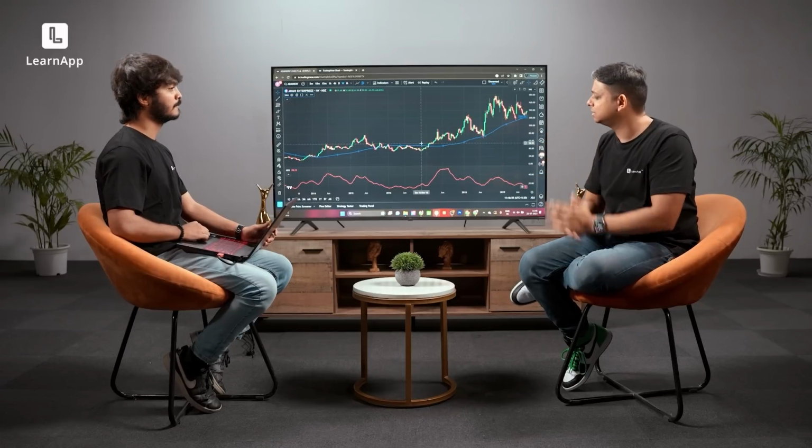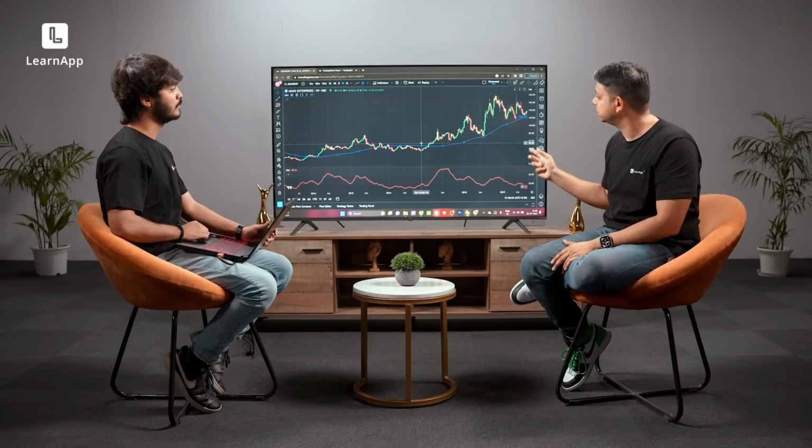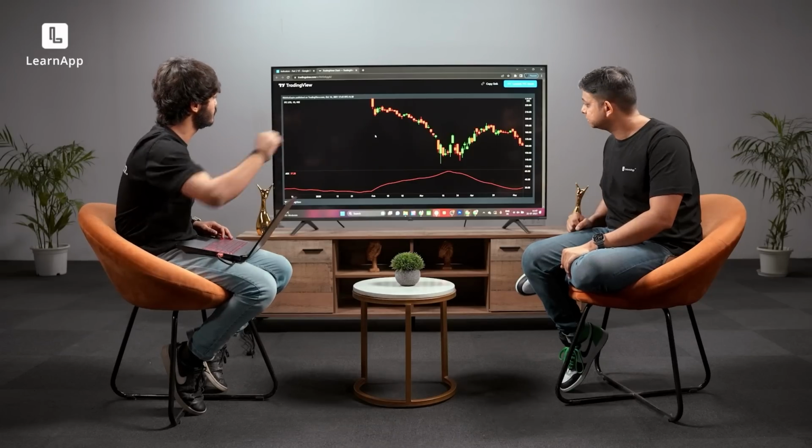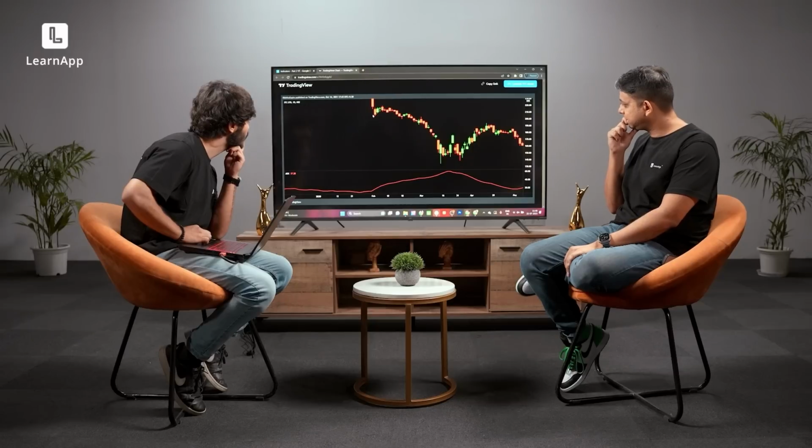But let's not get into the calculation of this. What's important is that it's measuring momentum. So this is an example I just sent you for ITC. Sir, doubt. You told me that if ADX is going up, momentum is going up, but here there is a waterfall, a downfall.